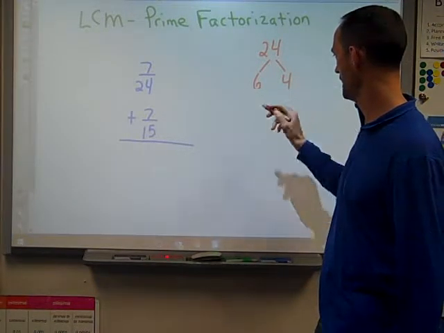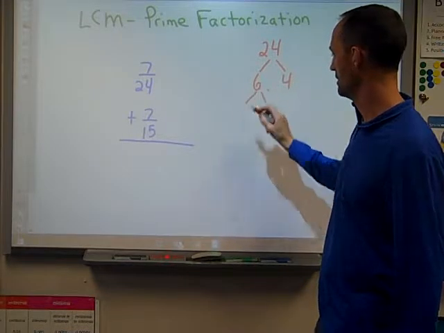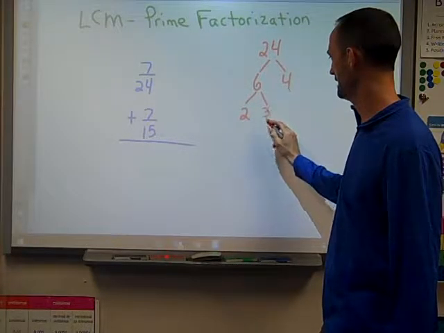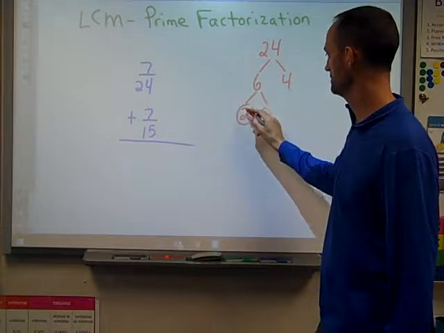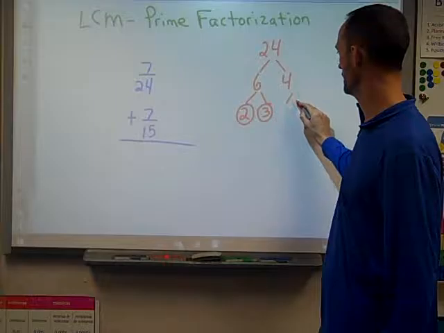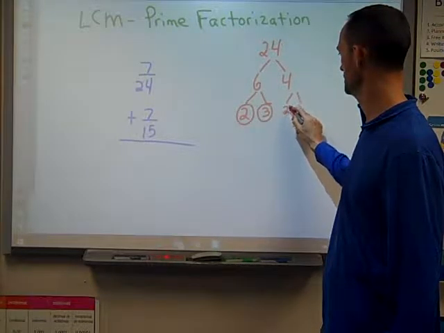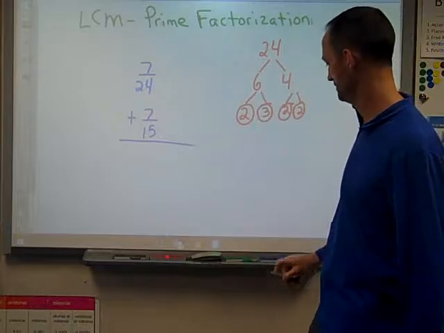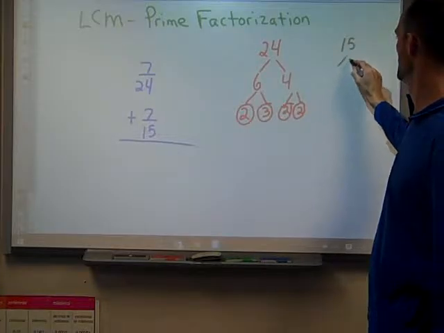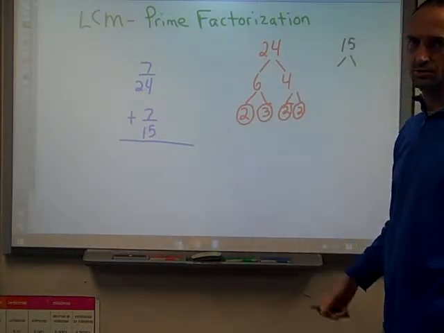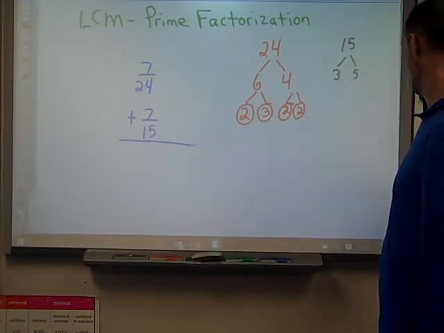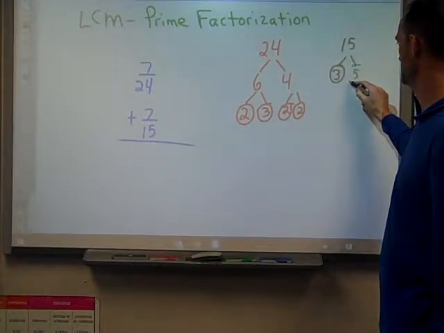Neither one of those are prime, so students go from the 6, and two numbers that equal 6 are 2 and 3. 2 times 3 is 6. 2 is prime, 3 is prime. So they're done on this side. 4 is 2 times 2. Those are both prime. Then students take 15 and a choice they have, really the only choice they have, is 3 times 5. Both of those are prime.